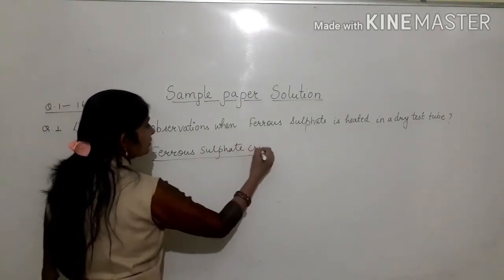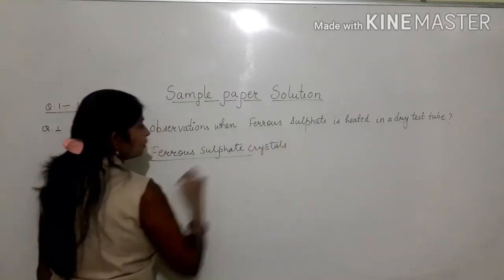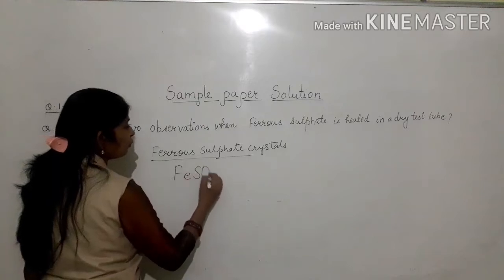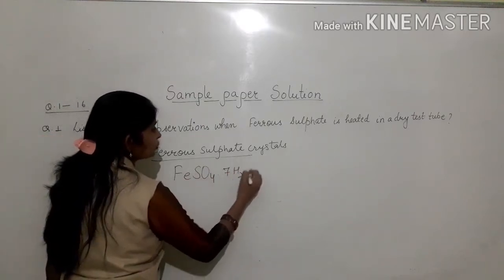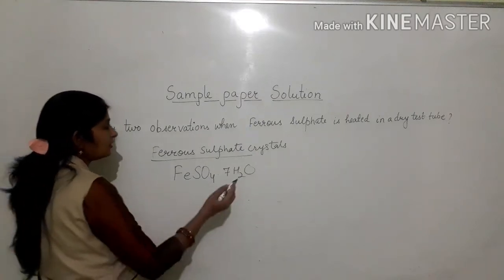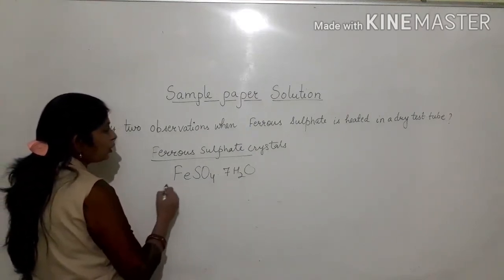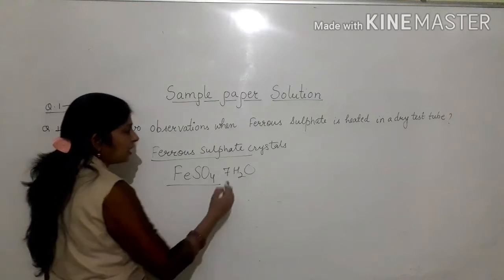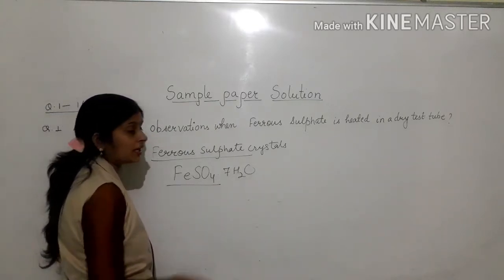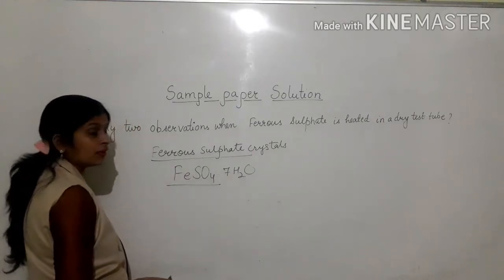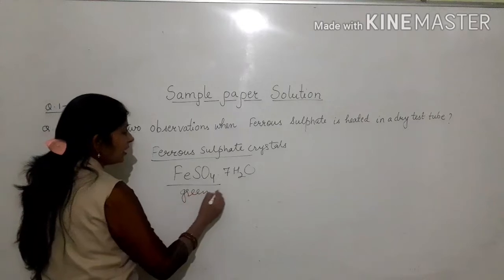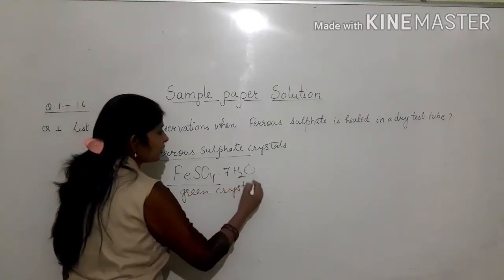Ferrous sulfate crystals. What is the formula of ferrous sulfate crystal? FeSO4.7H2O. This is the formula of ferrous sulfate crystal. So you can see in the formula, with one molecule of ferrous sulfate, how many water molecules or water of crystallization are associated? 7, which give it a green color and crystalline shape.